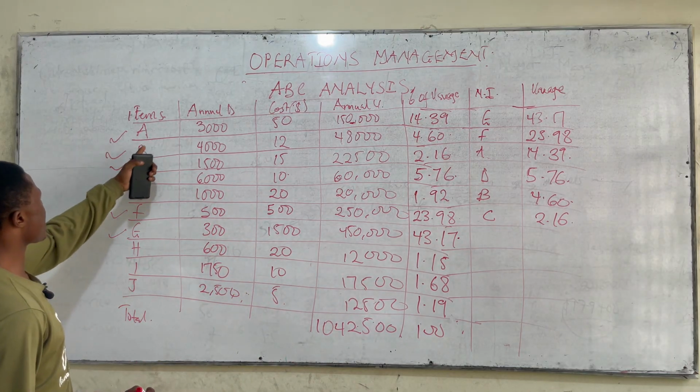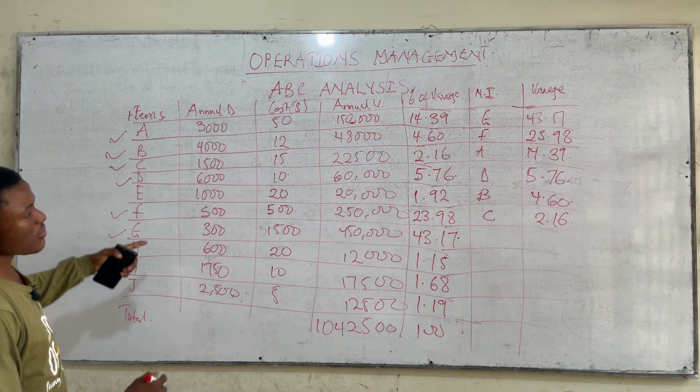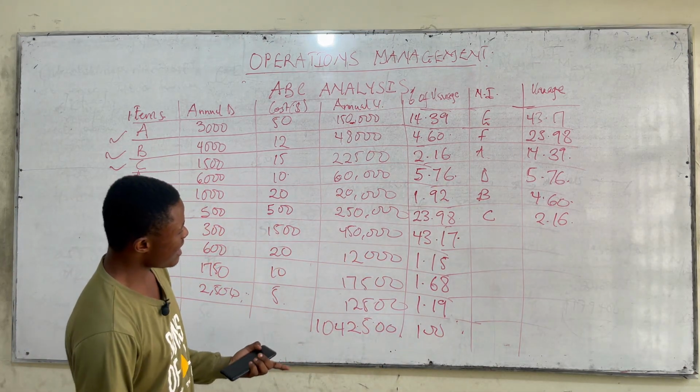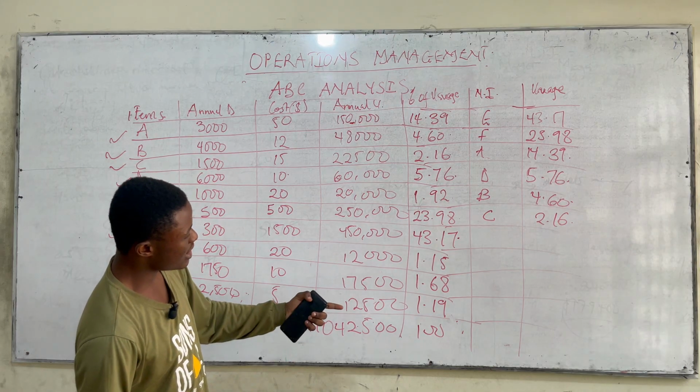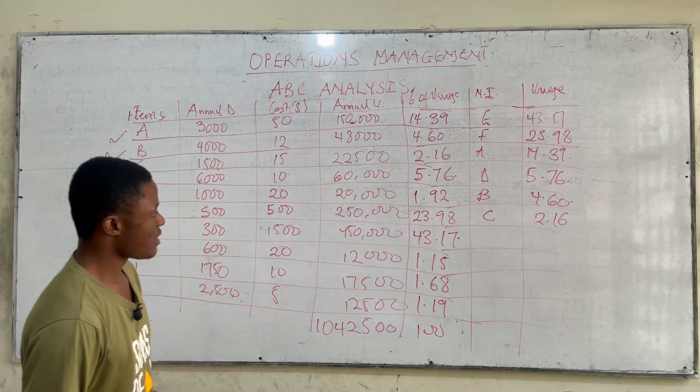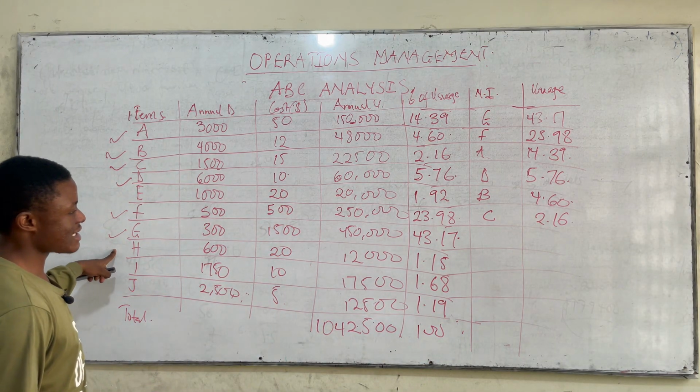So here you've been able to do items A, B, C, D. Now we move on to after this 2.16. So what is the next highest value? Our next highest value, as we are looking at, will be 1.68. Yes, 1.68. Where is item H?